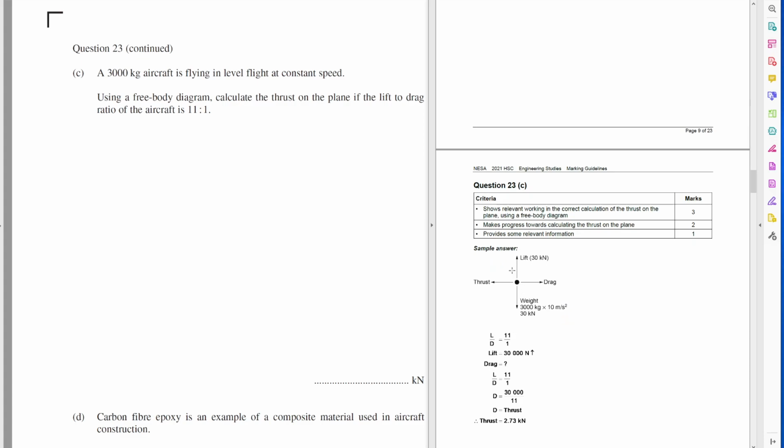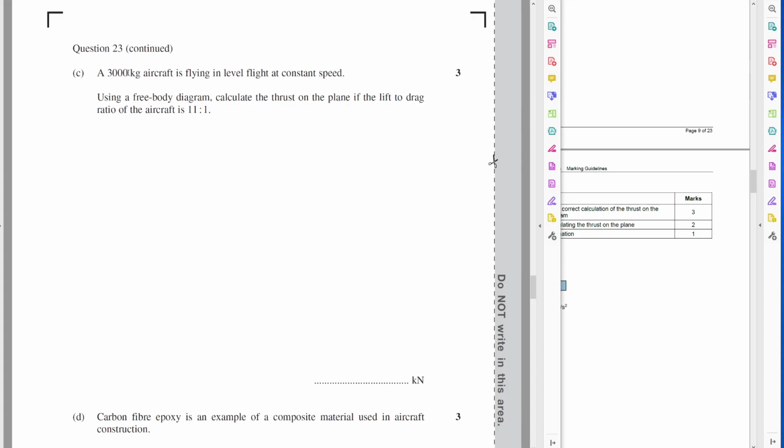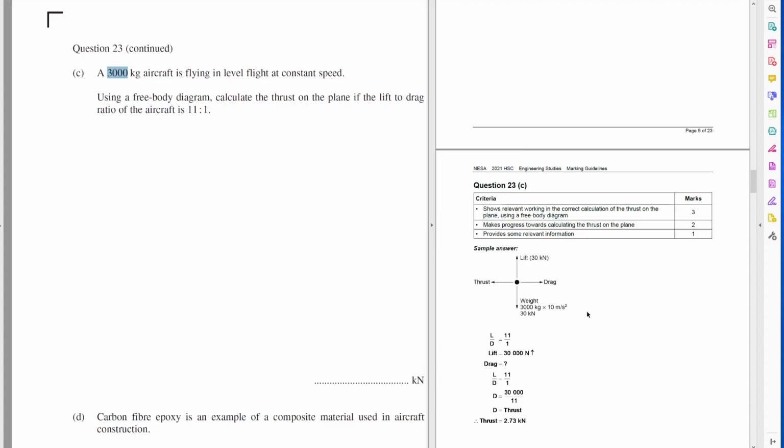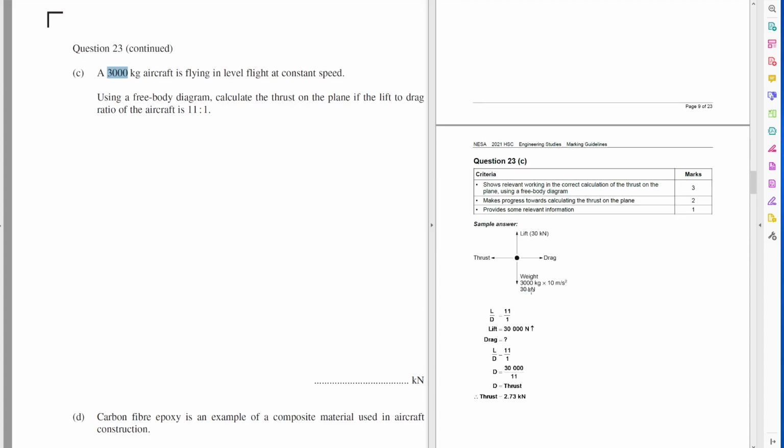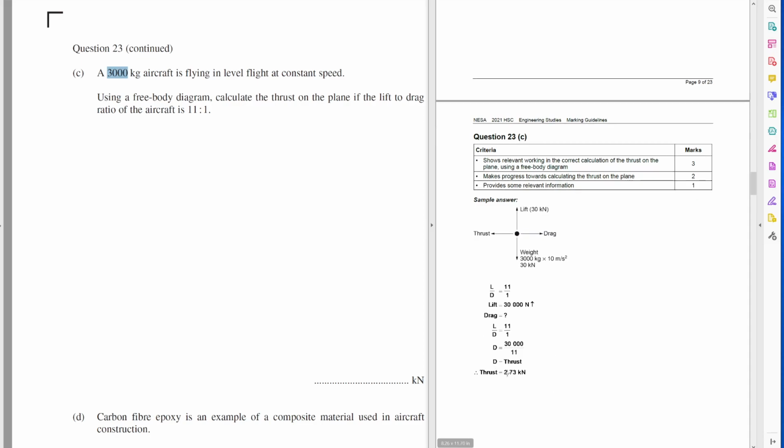So if they're saying that the lift is 11 times bigger than the drag, and we know that the lift is equal to the weight, we can say, well, the weight is 3 tons. So we're going to multiply that by 10 to get newtons. So we can get 30,000 newtons, or 30 kilonewtons. Yep, 30 kilonewtons. Divide that by 11 is going to give us our drag, which is 2.7. Boom.